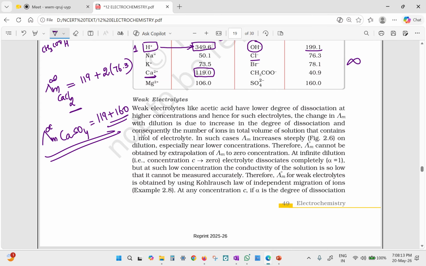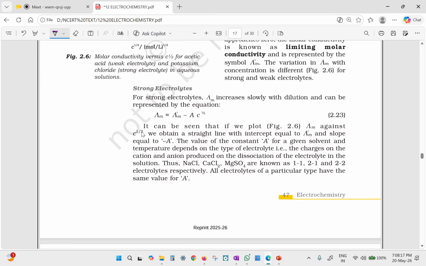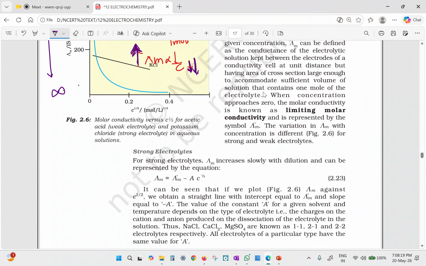Okay. Now, when you are defining the limiting molar conductivity, never say that the concentration is zero. It is when the concentration approaches zero. If you say in the definition that it is the conductivity of an electrolytic solution whose concentration is zero, that's wrong. When the concentration approaches zero, the value is said to be limiting molar conductivity. Is it clear?